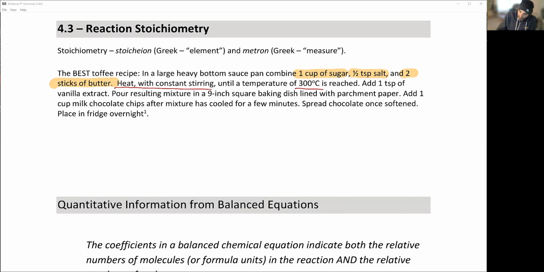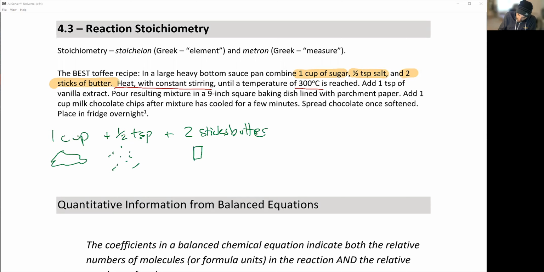Okay, so from this, we can essentially say, 1 cup of sugar, plus half a teaspoon of salt, plus 2 sticks of butter, 2x. So those things together are going to yield our container of toffee. Okay, so here's our toffee.